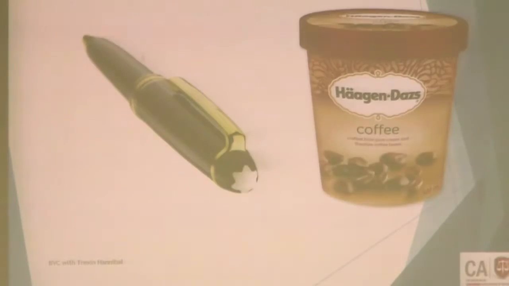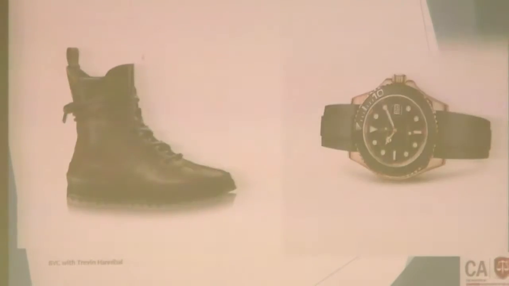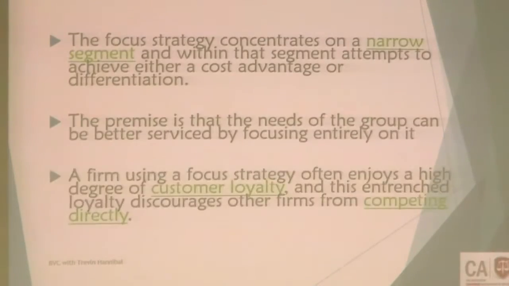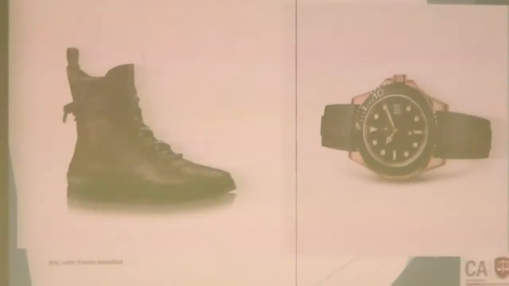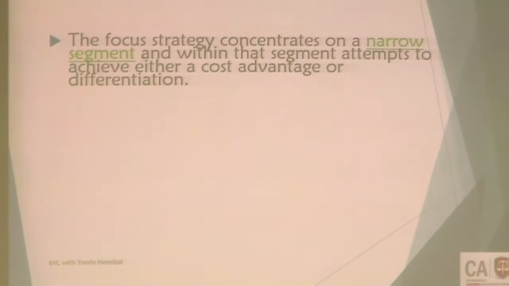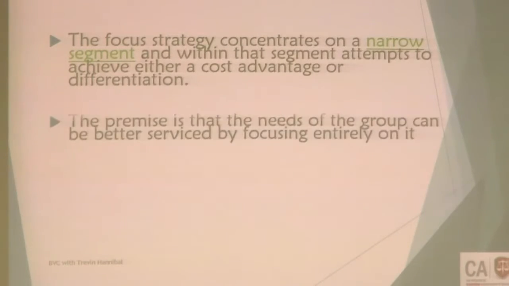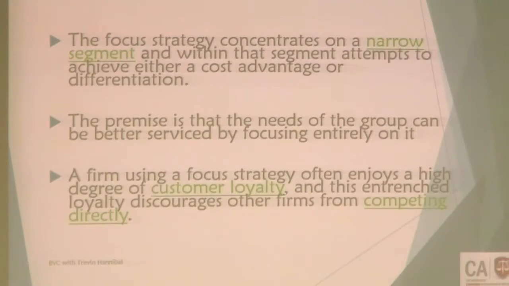Coke is a cost leader product. If you take Montblanc, Haagen-Dazs, Louis Vuitton shoe, Rolex watch, those are differentiating products. Then we have focus, which is a niche market, a small market for cost leader, a small market for differentiation. It can be cost leader or differentiator.